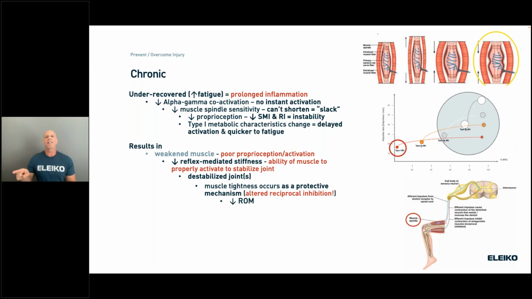muscle tightness. Muscle tightness is a protective mechanism because of the altered reciprocal inhibition, and that's how we get decreased range of motion. So we always look at decreased range of motion as we got tight muscles, but where did that come from? It came from the weakened muscle. It came from prolonged inflammation that knocks it offline and causes this, and I'm going to show you research on that here in a second.